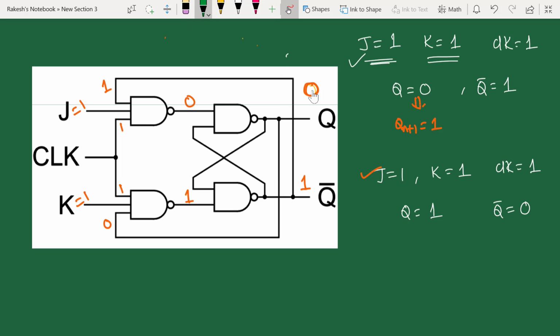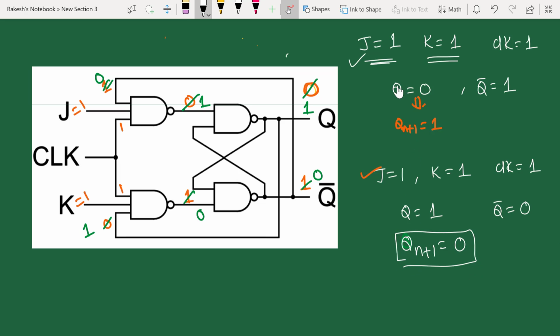In the second case, I am considering my Q as 1 and Q bar as 0. Now this 0 will travel back here and apply here, and this 1 travels back here and applies here. So this will be 1 into 1 into 0 will be 0, 0 bar will be 1 here. This will be all 1s, 1 bar will be 0 here. When you apply 1 0 to the SR NAND latch, it is going to reset your output. That means you are going to get Qn plus 1 as 0.